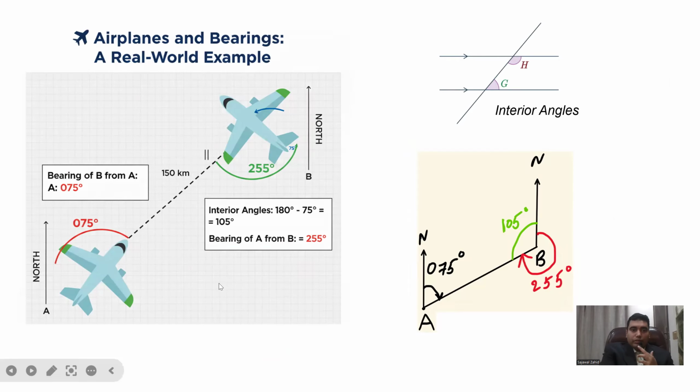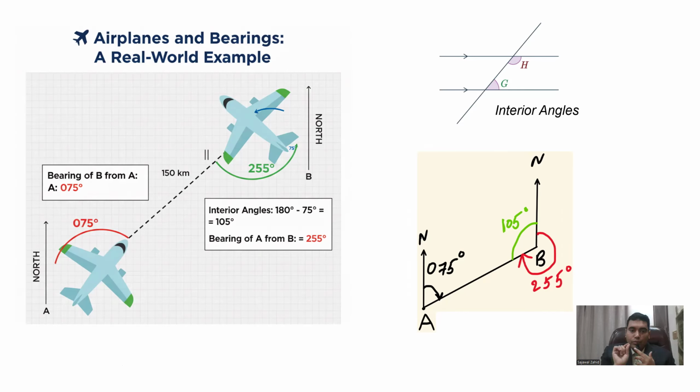So here are the two planes in the air. I have made a simplified diagram on the right side, which you will see in questions. This kind of diagram, not 3D diagrams or graphs. So what is the bearing of plane B from A?